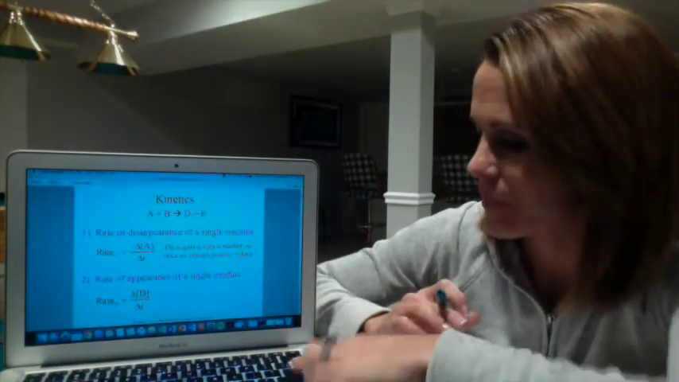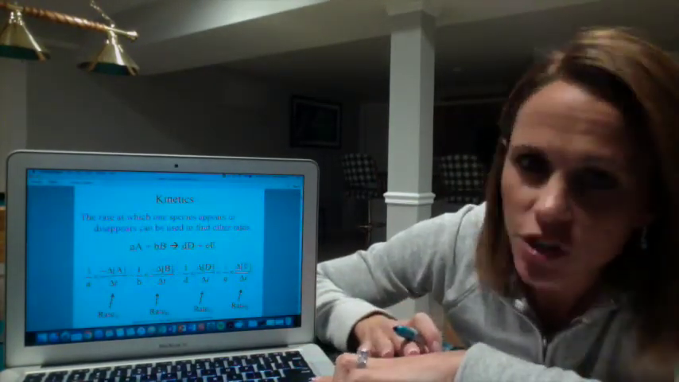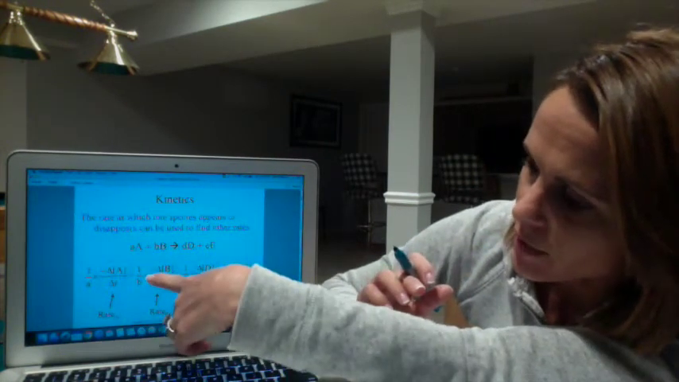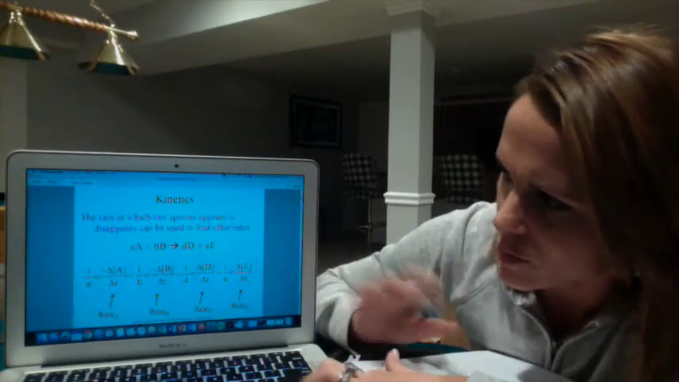Okay, continuing. The next slide is just showing you how they're all related. The disappearance would be the 2 negatives, and then we can relate them by looking at the appearance of the 2 products. This slide is sort of silly.